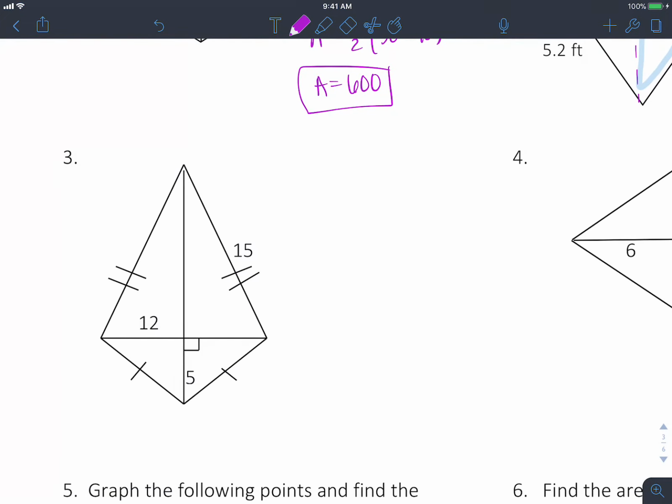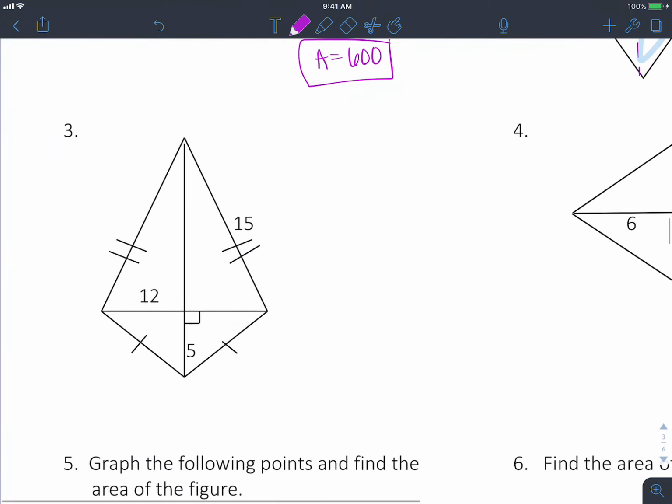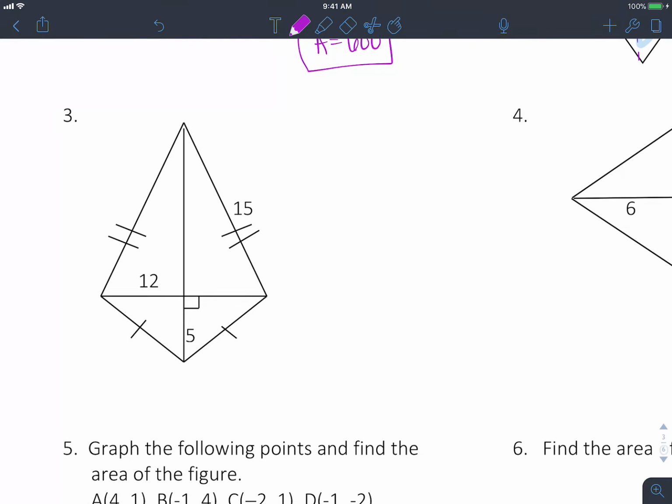All right, moving on. Number three. Number three, we're going to have to use our Pythagorean theorem again. So we're going to have some right angles. We know that this part is 12. So we can do this bottom triangle here. Oh, no, I'm sorry. We don't need that one. Do the top triangle.